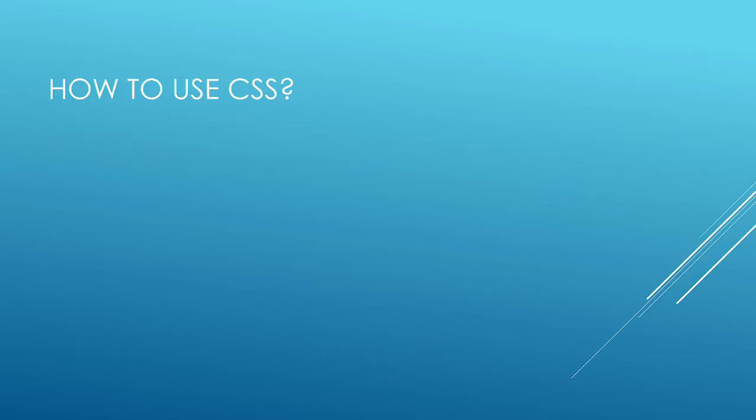How to use CSS? CSS can be used through inline styles or inline CSS. It can be used in internal CSS. It can be used in external CSS. So basically, these are the three ways to use CSS. They're all different and can be used.